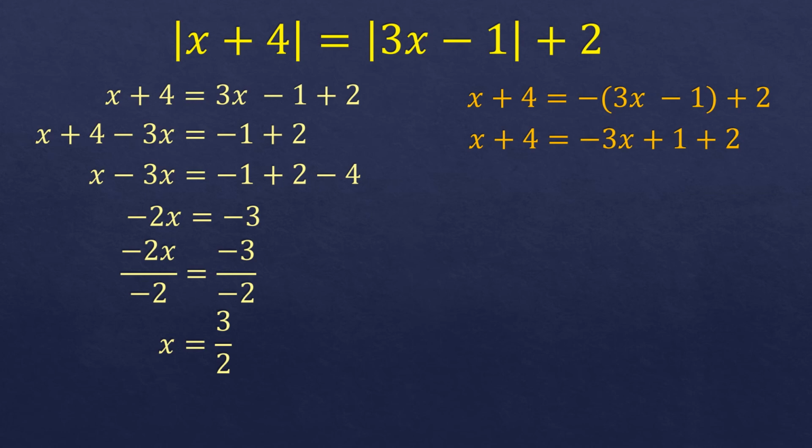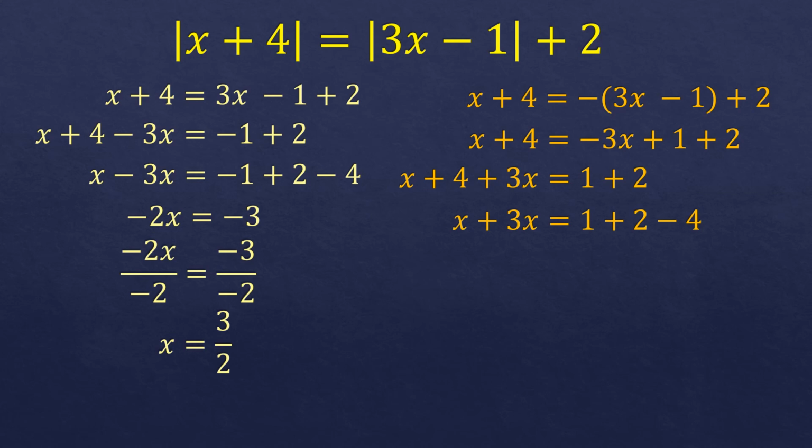Then segregate the one with the x and the one without the x. So the negative 3x we transfer it to the left, so it becomes plus 3x. And then we will transfer the plus 4 to the right side, so it becomes negative 4. Then we combine because it's already separated. So x plus 3x is 4x. 1 plus 2 is 3. 3 minus 4 is negative 1. So divide both sides by 4. So x is equal to negative 1/4. So there are still two solutions, 3/2 and negative 1/4. So this is how you solve linear equations involving absolute value.